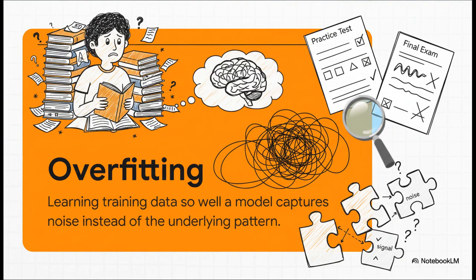Okay, the best way to think about this is like a student cramming for an exam. They haven't actually learned the material. Nope, they've just memorized the exact answers on the practice sheet. So when the real exam has questions that are just a little bit different, they're toast. That's overfitting. The model memorized the noise, not the signal.